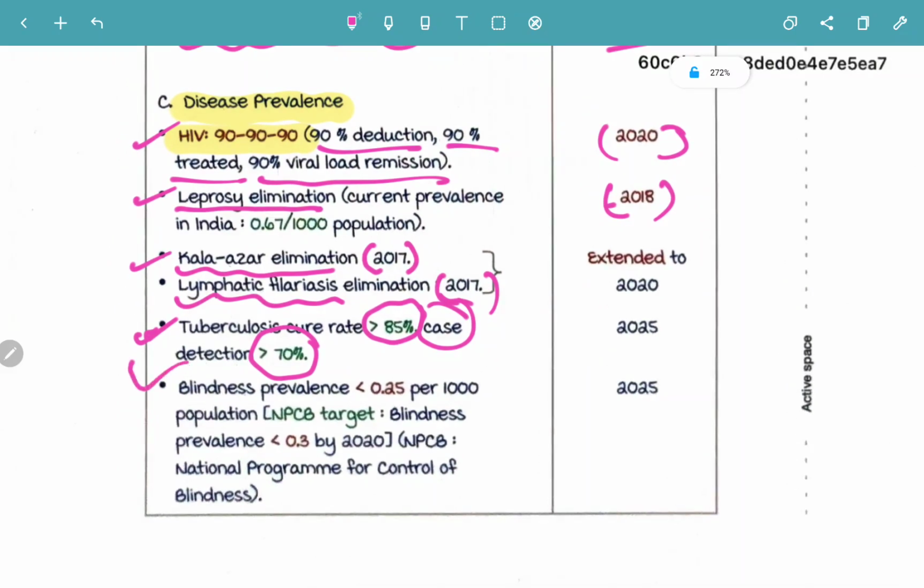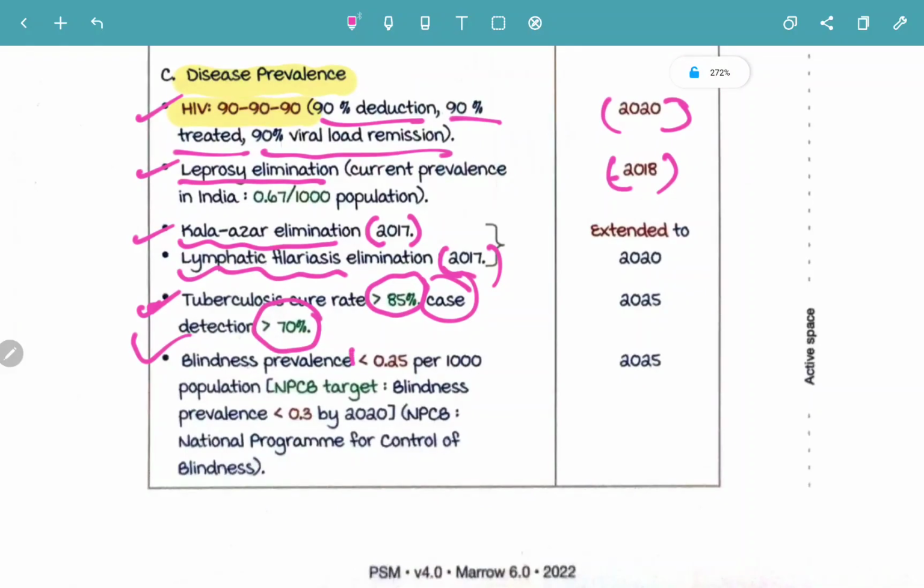Next is blindness prevalence. According to the National Health Policy, blindness prevalence must be less than 0.25 per thousand population. But according to the NPCB, the National Program for Control of Blindness, the target is less than 0.3 per thousand population.